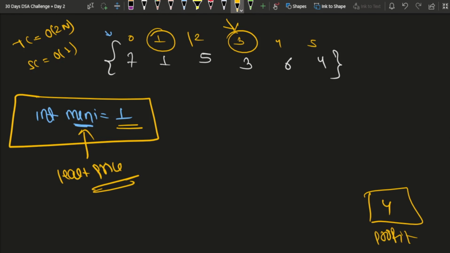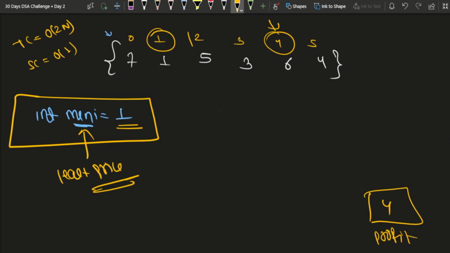And after doing this, I'll again compare my mini, which is 1, and the value present at index number I, which is 3. What is the minimum? Minimum is 1. Is it lesser than 1? No. So I'll not update my mini variable.